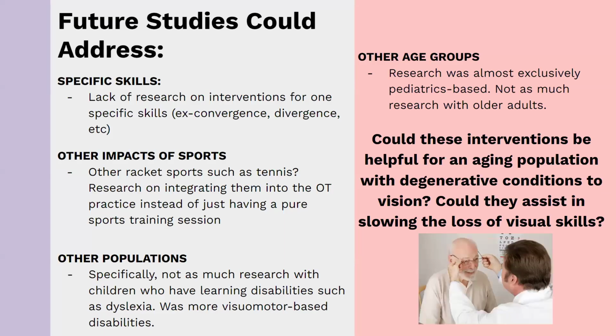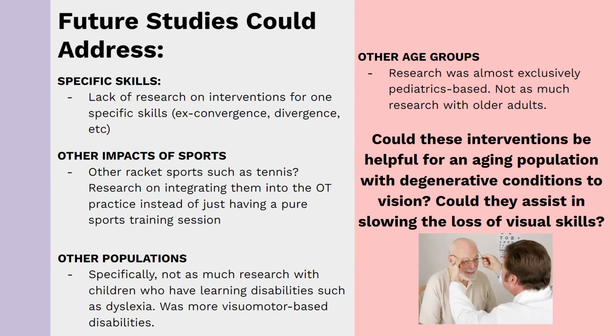So there are some specific skills. There's a lack of research with interventions on just one specific skill, for example, convergence, divergence, etc. I think it would be beneficial to see something that just hones in on one specific visual skill instead of just listing the few that were impacted, and then you can really know the magnitude of the effects.